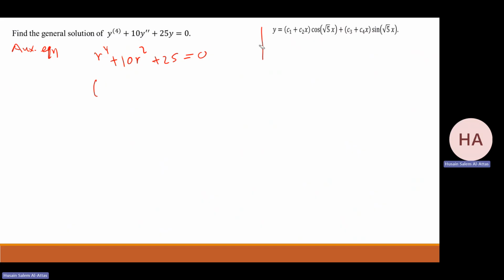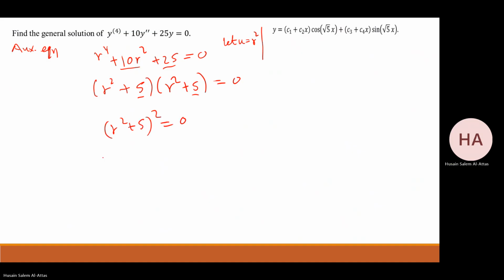Either I will let U equal R squared, or I can do it right away. That will be R squared plus 5 times R squared plus 5 equals 0. This 5 times 5 is 25. 5R squared plus 5R squared is 10R squared, and R squared times R squared is R to the power 4. So I have R squared plus 5, all squared equals 0. So what's R? I need R squared equals minus 5.